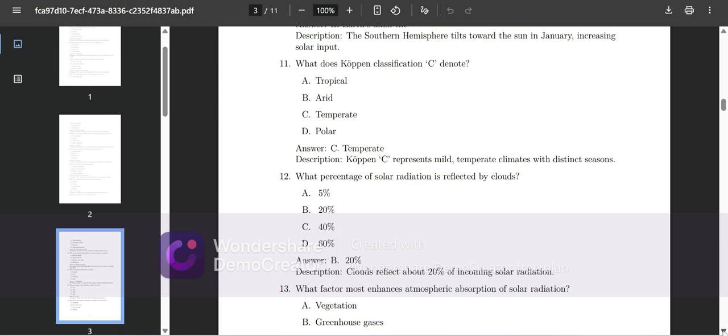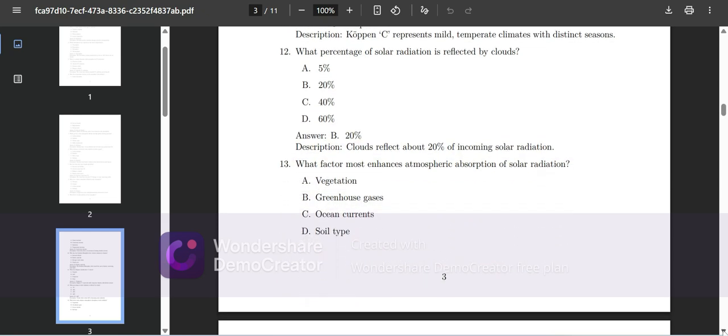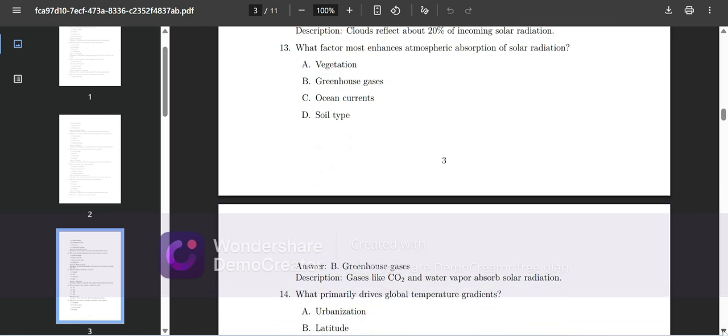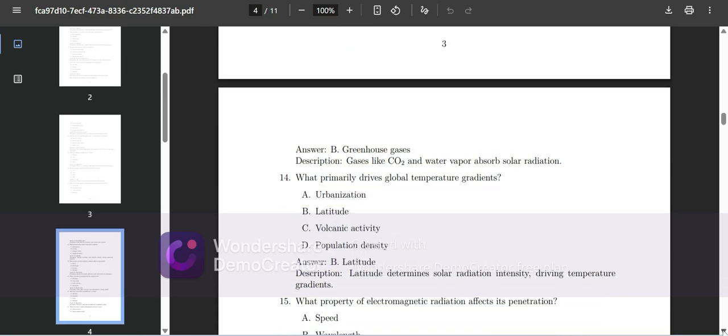What percentage of solar radiation is reflected by clouds? 20%. Clouds reflect about 20% of incoming solar radiation. What factor most enhances atmospheric absorption of solar radiation? Greenhouse gases. Greenhouse gases like carbon dioxide and water vapor absorb solar radiation.